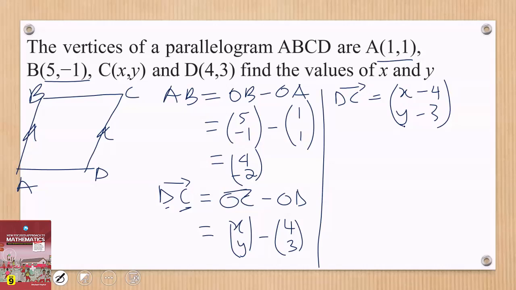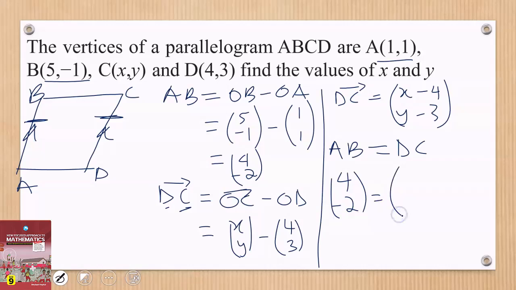Now, we know that in a parallelogram, again, these two lines are equal. And so we can say that vector AB is equal to DC. So if that is true, then we can say our AB being 4, -2 will be equal to our DC being X minus 4, Y minus 3. Again, if the two vectors are equal, then their X components should be equal, Y components should be equal. So 4 equals X minus 4. Making X the subject, I'll have X is equal to 8.